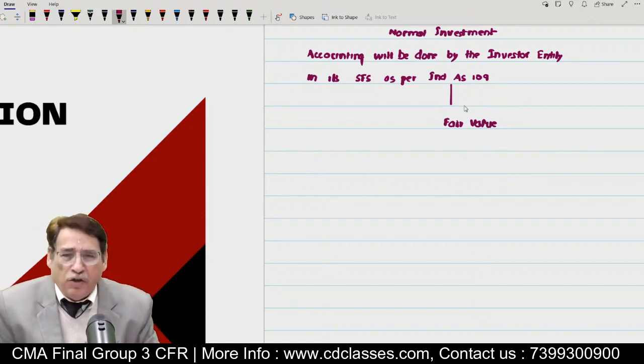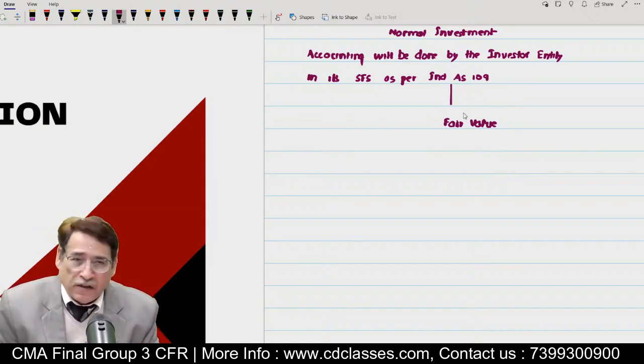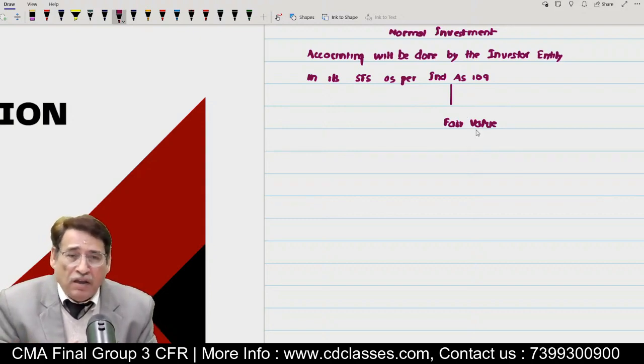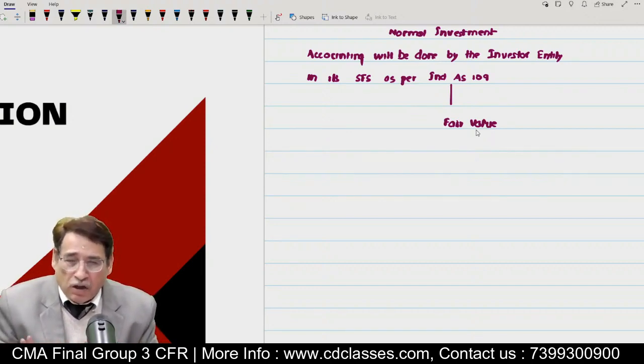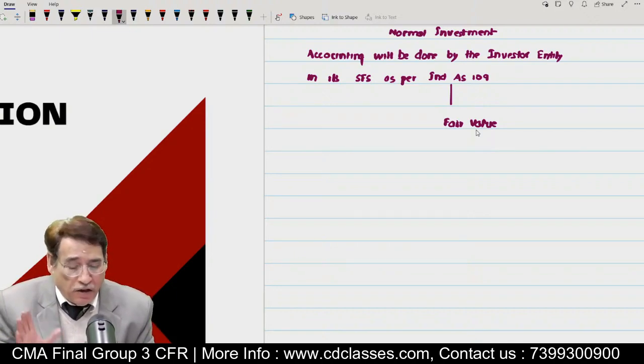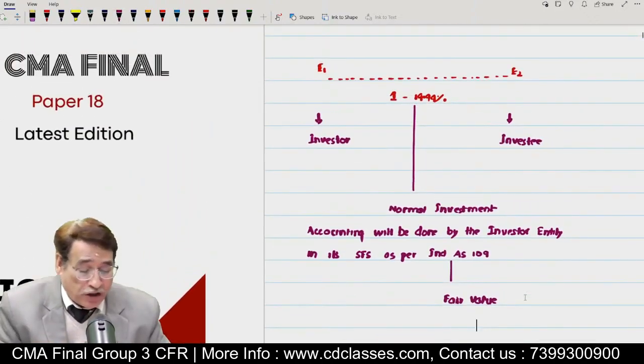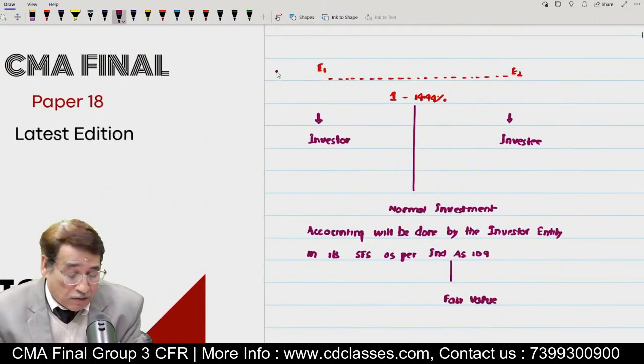Under the financial instruments chapter you will learn about Ind AS 109. Ind AS 109 states that such investment must be recorded at fair value. In this case, there is no question of preparing any consolidated financial statement. Is it clear to you or not? This is the first point which I wanted you to understand.